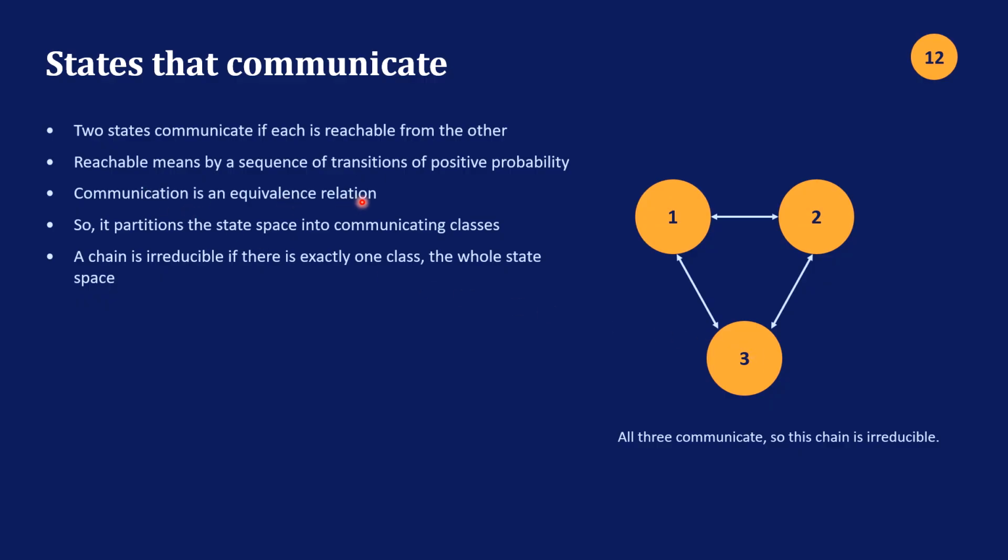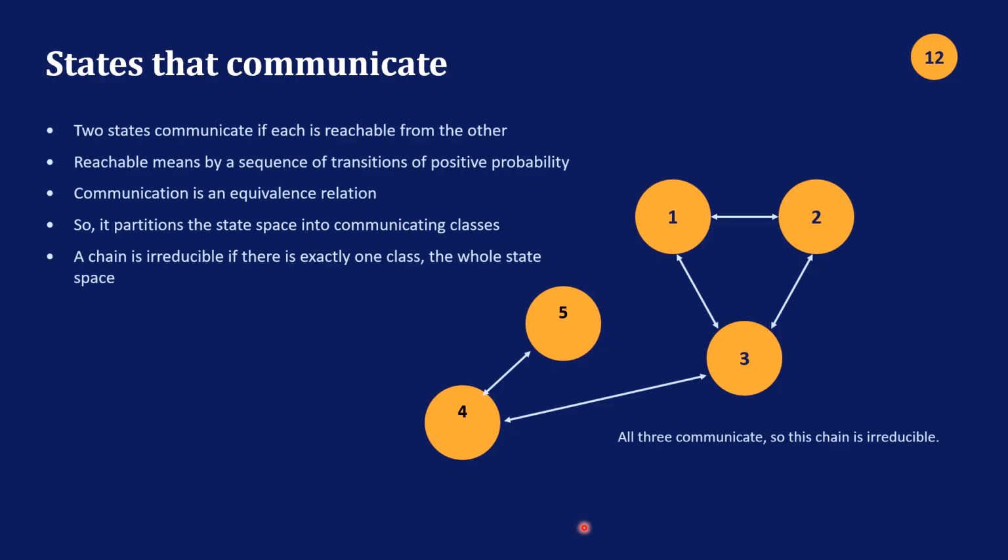And communication is an equivalence relationship, so it partitions the state space into communicating classes. A chain is irreducible if there is exactly one class. So this would be irreducible. We can add a few more states in here just to make it more interesting. So now 1 and 5 can communicate. It's not direct, right? You have to go from 1 to 3, and from 3 to 4, from 4 to 5, but they can communicate. So we're still having an irreducible chain.